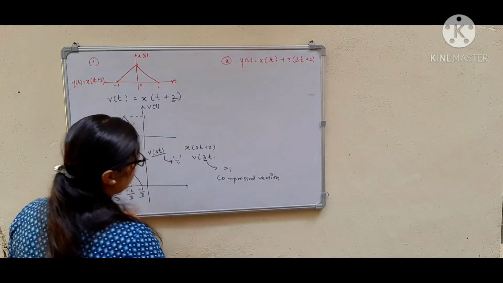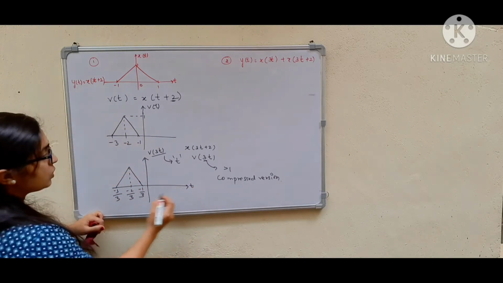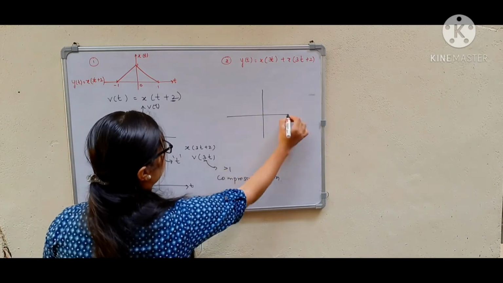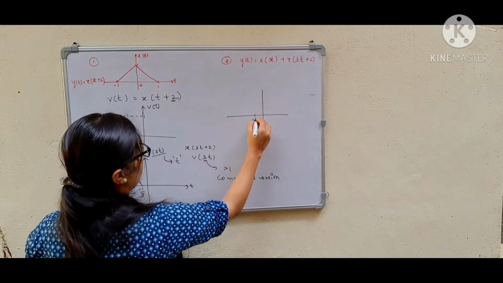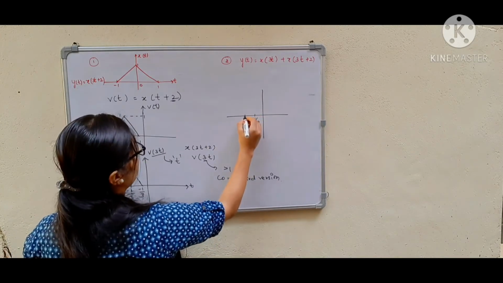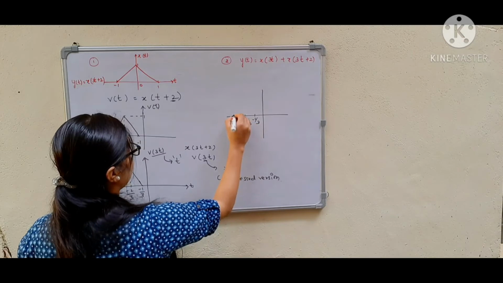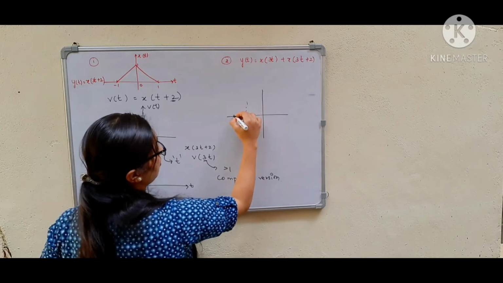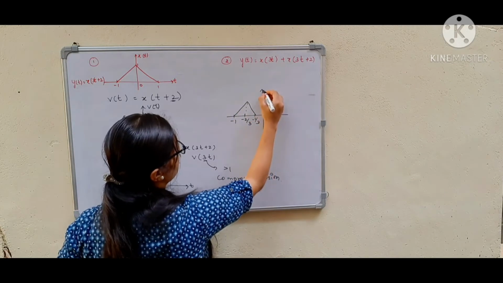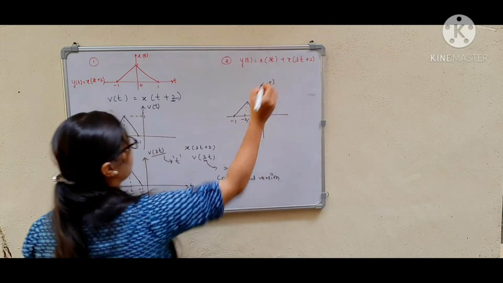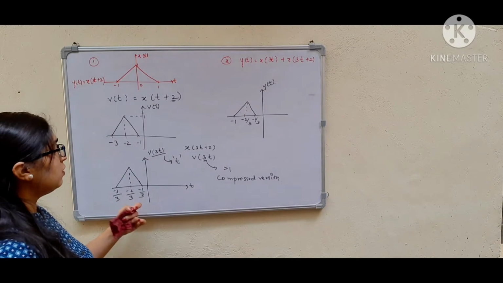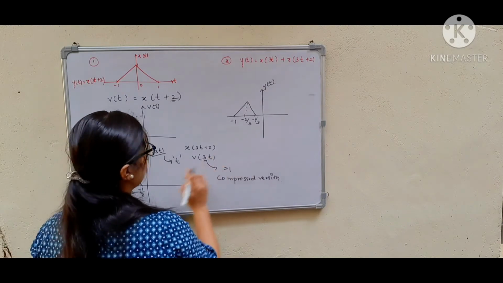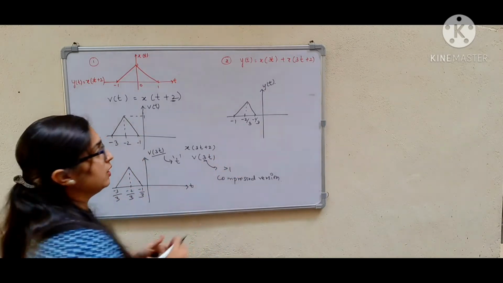So this will be t. It is -1 by 3, then you have -2 by 3, then you have -3 by 3, that is -1. This is our y of t signal. So this is the compressed version of the signal.